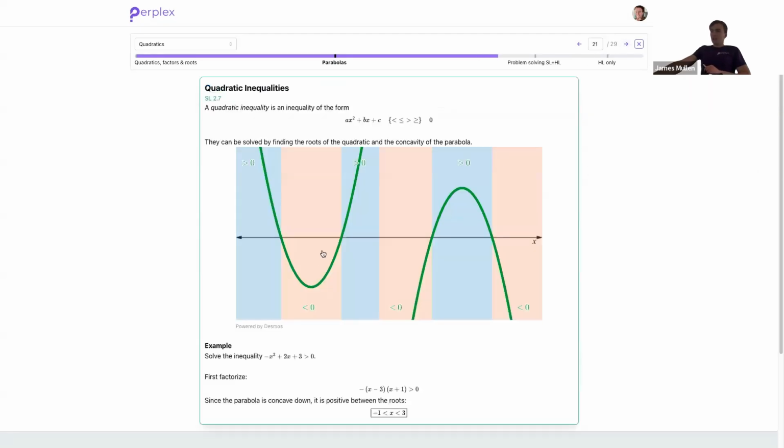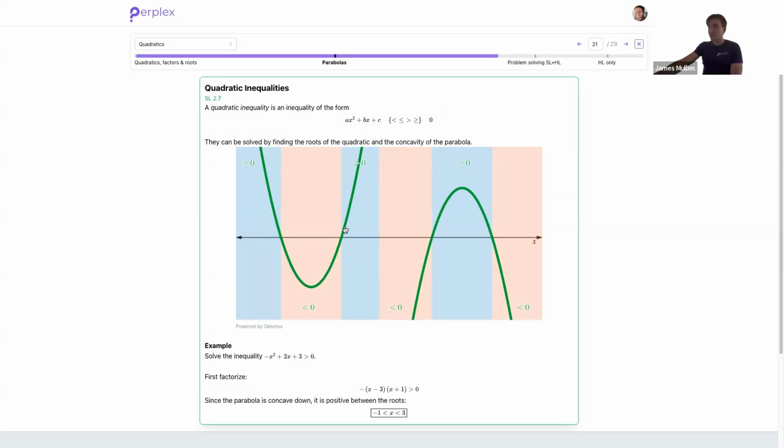Okay. Next, quadratic inequalities. These are a little bit tricky. It's when we're not just looking for the solutions to a quadratic, but where a quadratic is either positive or negative. And you're going to want to start by factorizing the quadratic or considering where the roots are. And then depending on whether the quadratic is concave up or concave down, that will allow you to decide where the quadratic is positive or negative. Okay, so if I have a concave up quadratic, then it's going to be positive to the left of the first root.